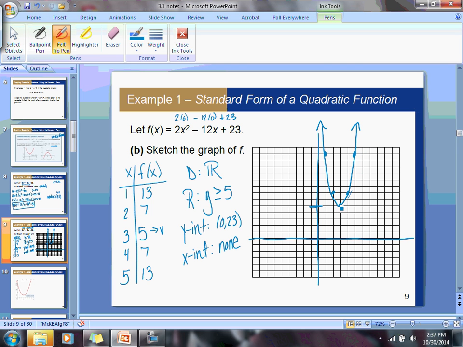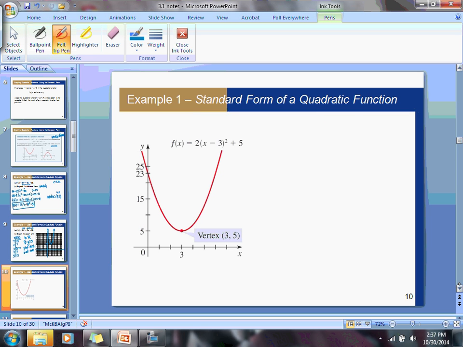And notice here that since our parabola opens up, it has a low point. The vertex is actually the lowest point. So this graph would have a minimum value. If our parabola opened down, it would have a high point, so it would have a maximum value. So there's the pretty book graph of what we just did. And notice here you can clearly see the y-intercept is at 23.